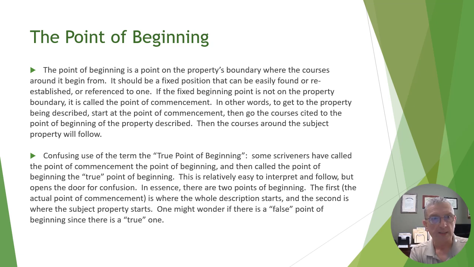So the point of beginning is a point on the property's boundary where the courses around it begin from. It should be a fixed position that can be easily found or reestablished or referenced to one. If the fixed point of beginning is not on the property boundary, then it's called the point of commencement. In other words, to get to the property described, you start at the point of commencement, that's where you commence, and then go to the property that's being described with courses. So then the courses around the subject property will follow.